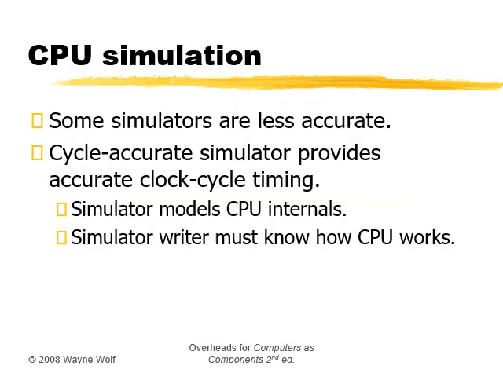As I've told you, we can measure program performance in a variety of ways. We just discussed that for real world input data we prefer timers and logic analyzers. However, we can also measure program performance by using a simulator. Some microprocessor manufacturers supply simulators for their CPU. Some simulators are less accurate. Cycle accurate simulators provide accurate clock cycle timing. A simulator basically models CPU internals, so the simulator writer must know how the CPU works.